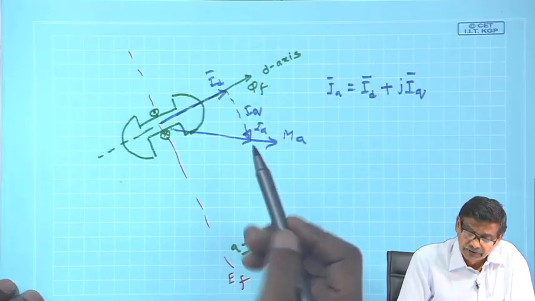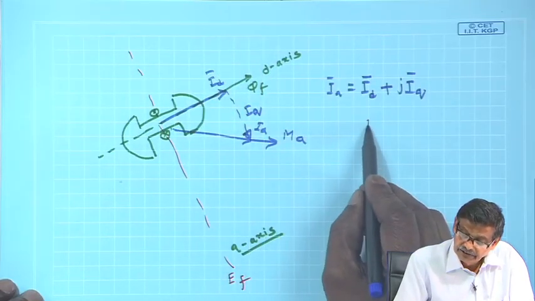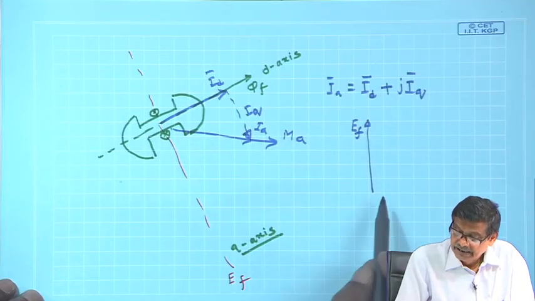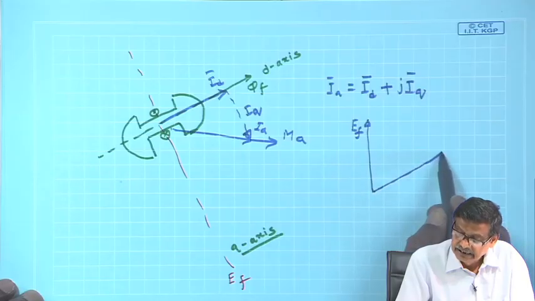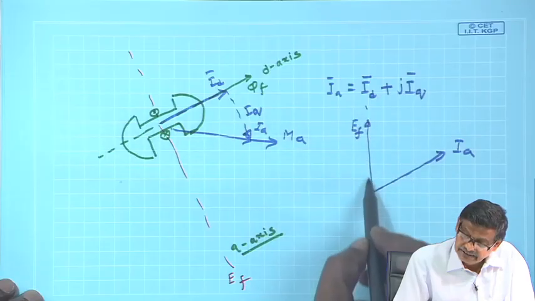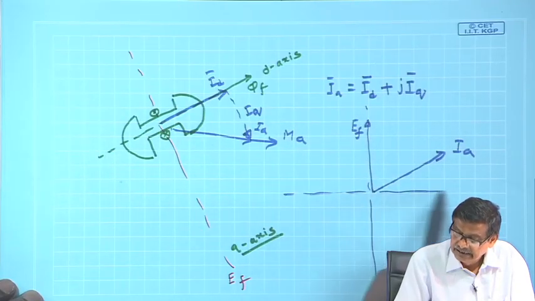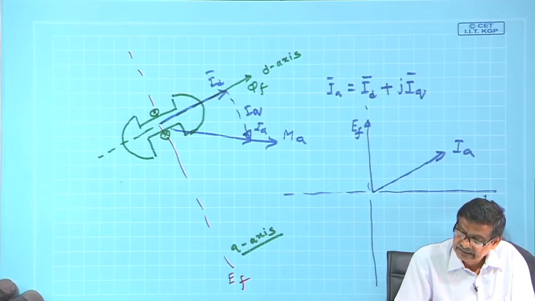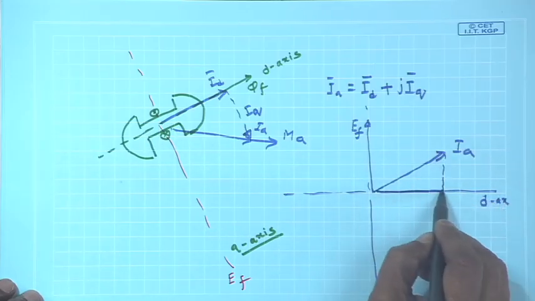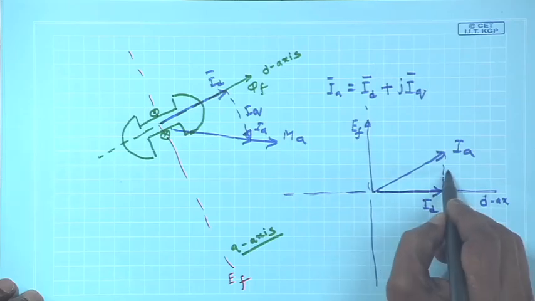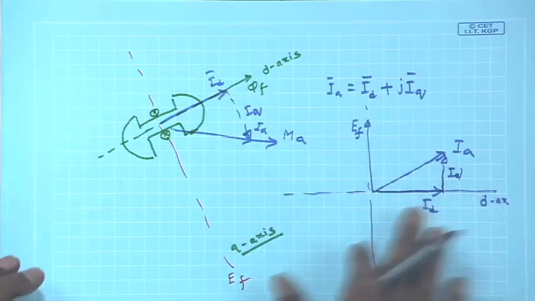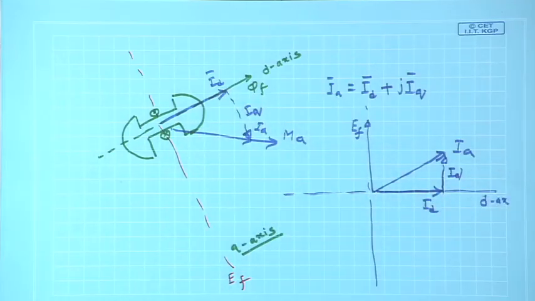So, I will say that under no load condition when I A was 0, this was your E f. Now I A is here, suppose I A is here, and this E f axis is the q axis. So, I will draw a line here, that is the d axis, and I will divide this current as I d and I q, these components, and then I will forget about I A. I will replace this armature current with two components, I d and I q.